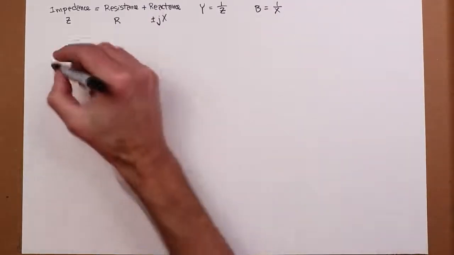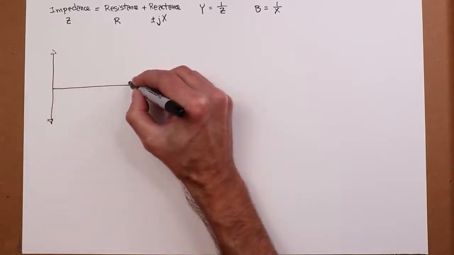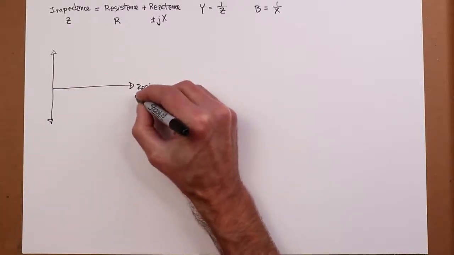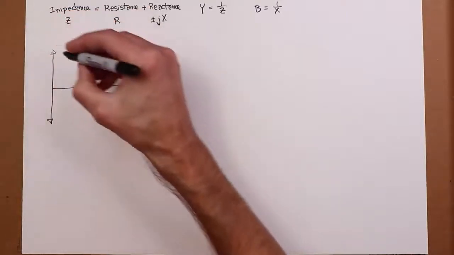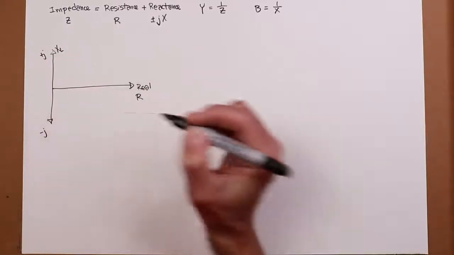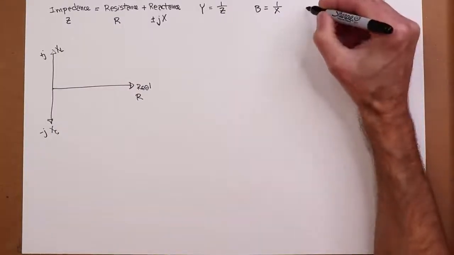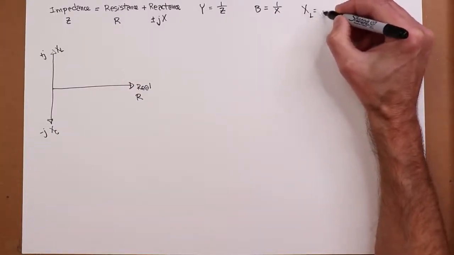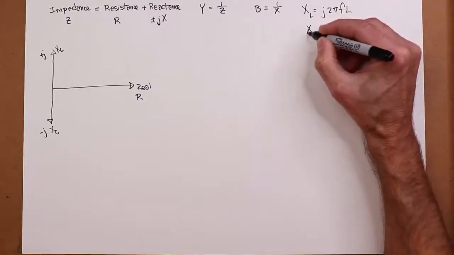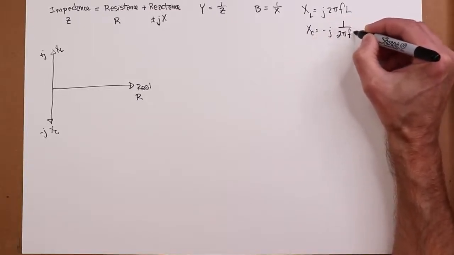Okay, so we can draw a little graph over here. On the real axis would be the R, and this is our imaginary axis, so this is plus j up here, where the X sub L would be, and this is minus j down here, which is where the X sub C would be. In the last video, we noted that X sub L is equal to j 2 pi FL, and X sub C is equal to minus j 1 over 2 pi FC, right?